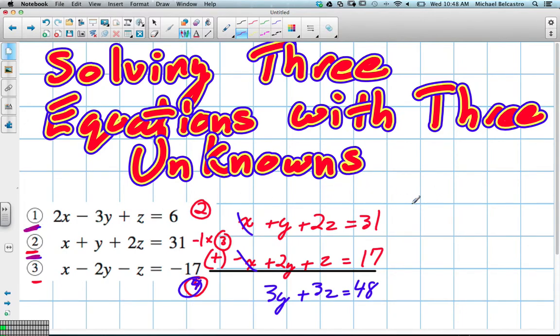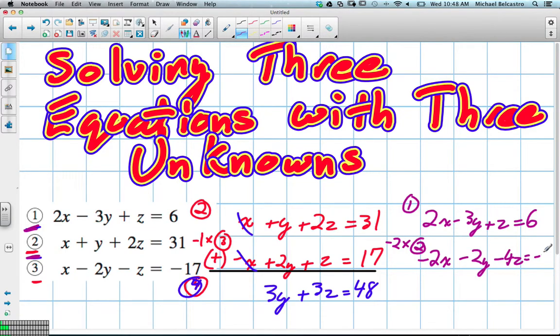I'll now do equation 1 and 2 in purple. So equation 1 again, I'm going to rewrite it. We have 2x minus 3y plus z is equal to 6. And for equation 2, again, I need the coefficients to be the same. Since I like adding, I'm going to take equation 2 and multiply it by -2. So the coefficient in front of x becomes -2x, -2y, -4z is equal to -62. And it fits. Perfect.